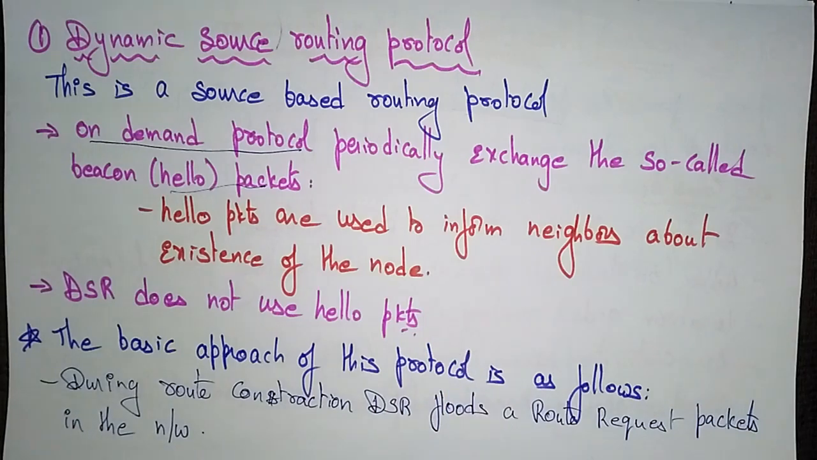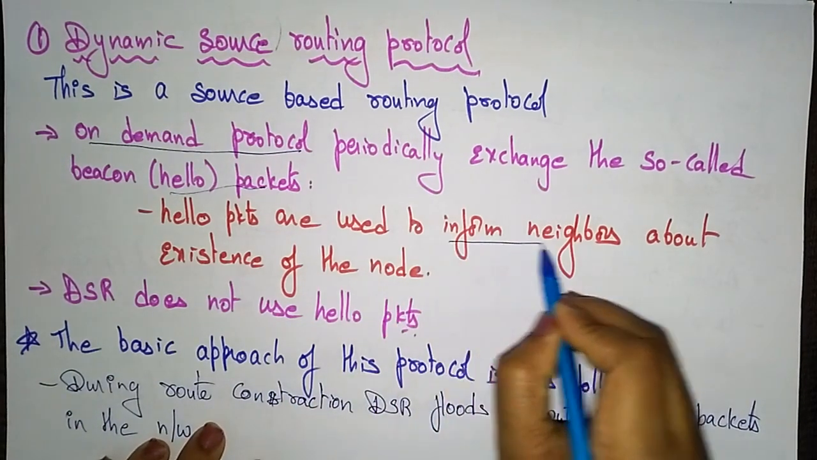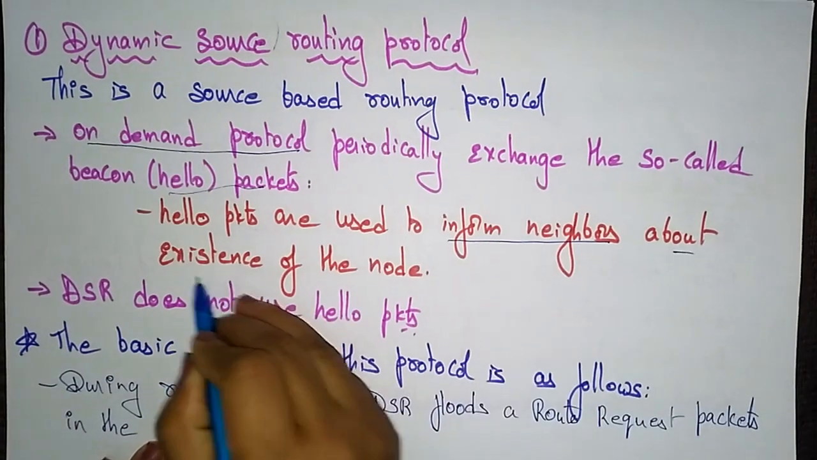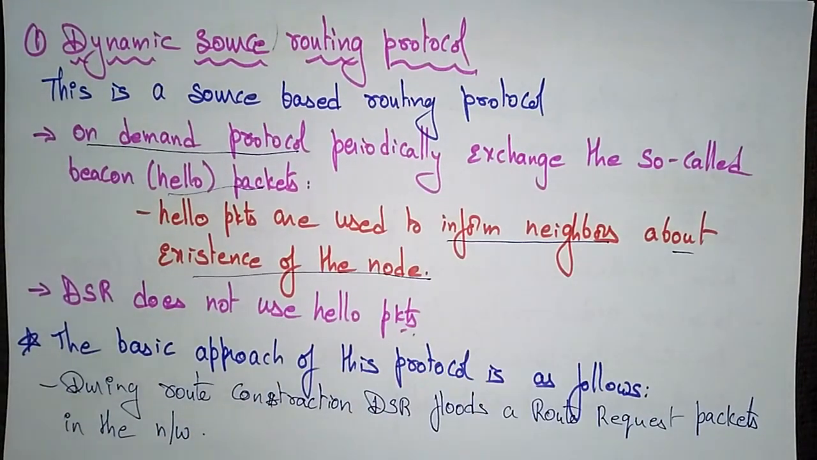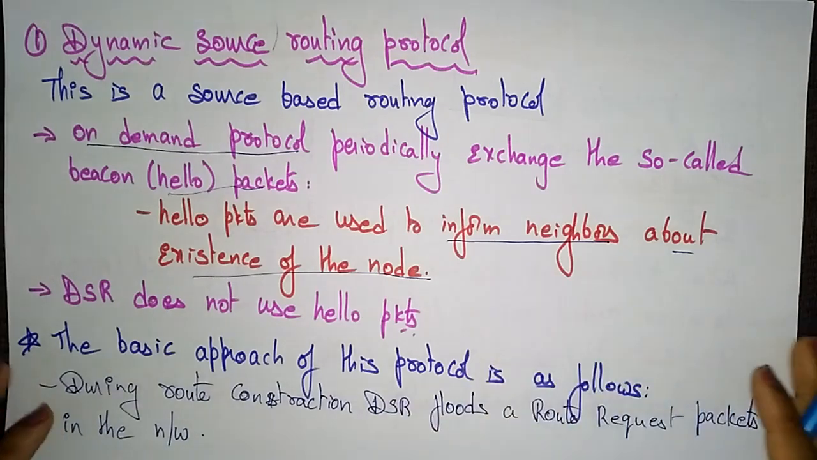The hello packets are used to inform neighbors about the existence of the node. So what will these hello packets, the beacon packets, do? They are used to inform neighbors about the existence of the node. I'm informing my neighbor of my existence: I'm here, and then another node comes. The source and the destination information is informed to the neighboring nodes. So that is a hello packet.